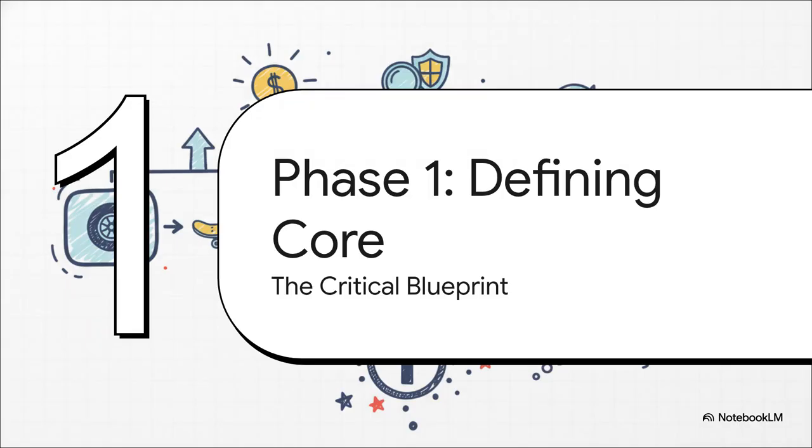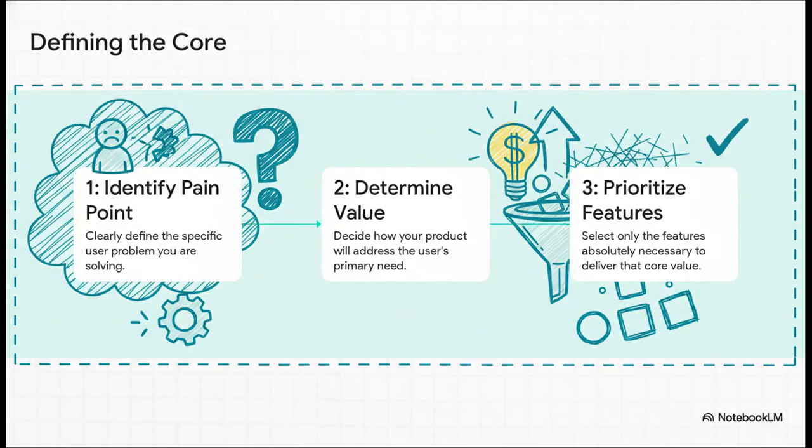Okay, phase 1. This is your blueprint. This is where all the deep thinking happens before anyone even thinks about writing code. It's all about getting laser-focused and crystal clear on what you're actually doing. So how do you get that focus? It really comes down to these 3 steps.